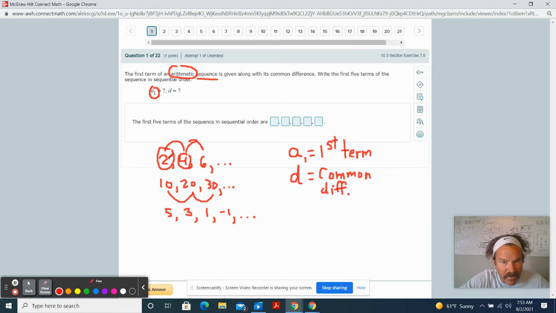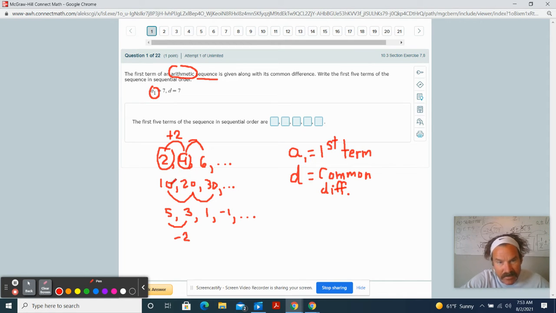If the common difference is positive, like this one, the common difference is 2, because you add 2 each time, then you go up. And if it's going down, then the common difference is negative 2. We're subtracting 2 each time. For this one here, 10, 20, 30, the common difference would be 10.